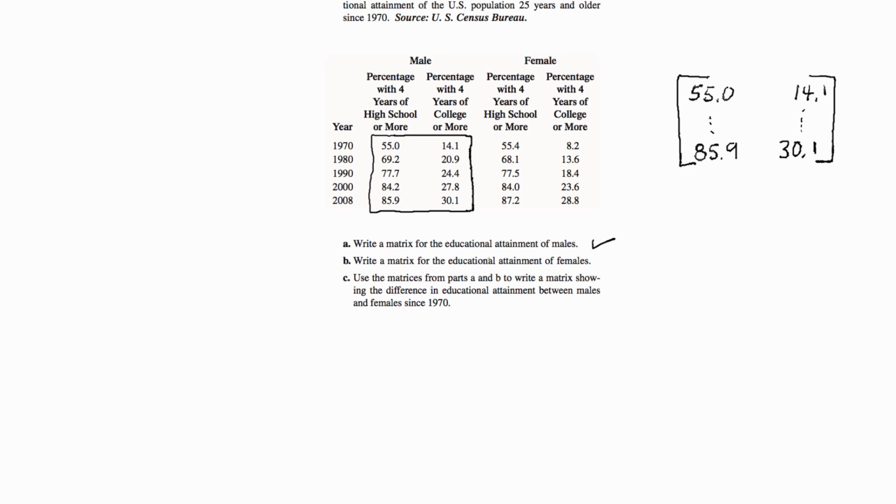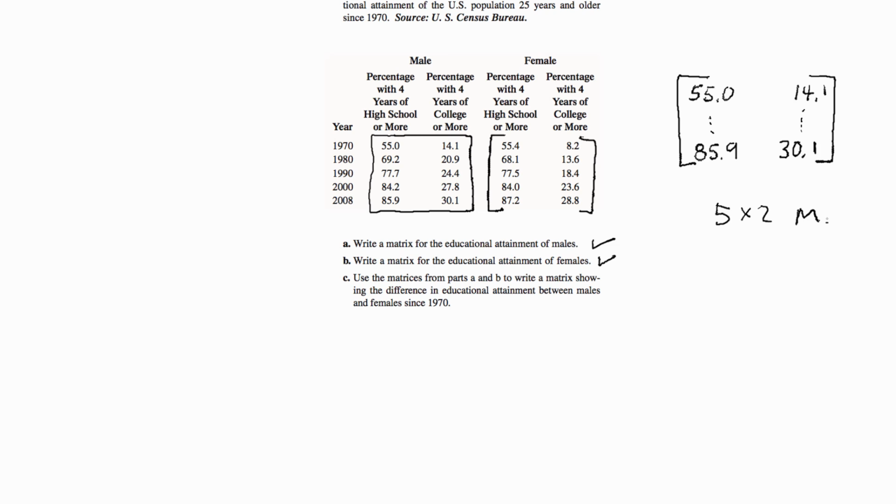If I wanted to write a matrix for the educational attainment of females, essentially I would just capture these numbers right here in a matrix. And a matrix, of course, is just an array of numbers with a certain number of rows and a certain number of columns. These two matrices have, let's see, 1, 2, 3, 4, 5 rows and 2 columns, so we'd write it as a 5 by 2 matrix, right?